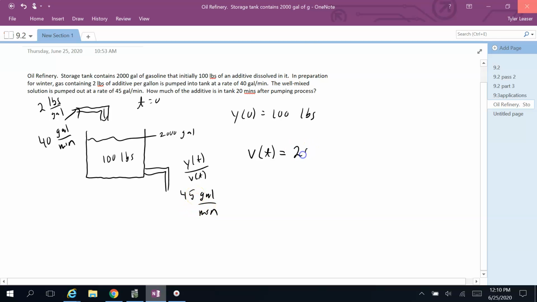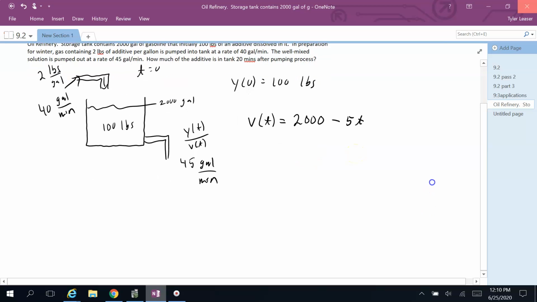Initially, we have 2,000 gallons. However, we have 40 gallons coming in per minute and 45 gallons leaving per minute. Overall, we are losing 5 gallons per minute. So our volume as a function of t is 2,000 minus 5t. Okay, now we can come down and look at our differential equation.